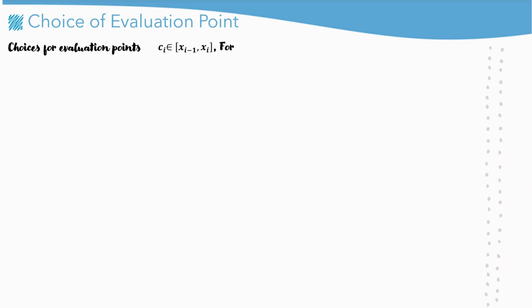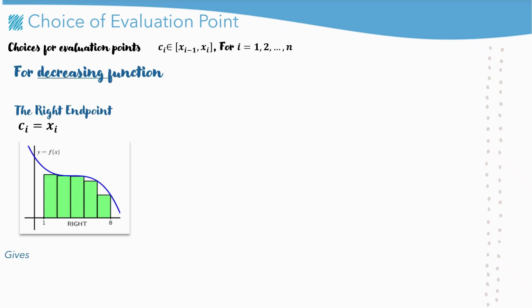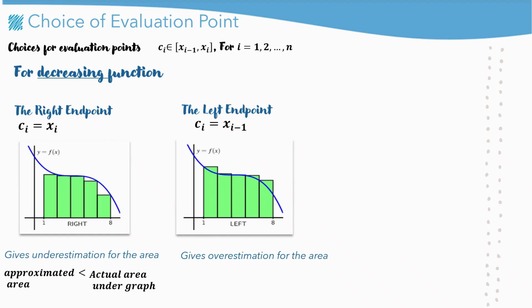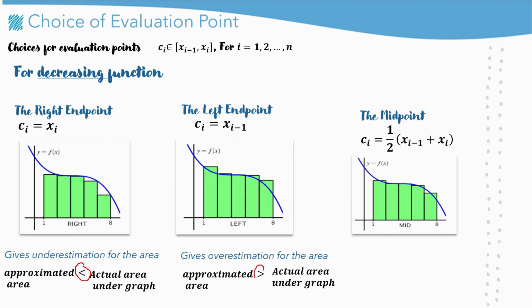Check with the decreasing function, noticing your right endpoint, left endpoint and midpoint. Your comparison between the approximated area and the actual area is: when you check the right endpoint, your approximated area is smaller than the actual area, whereas for your left endpoint, your approximated area is more than the actual area.